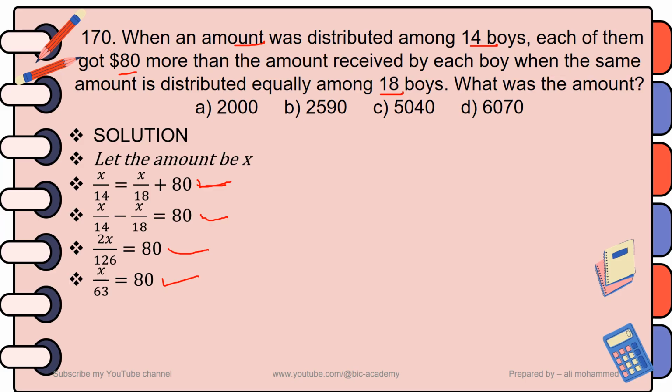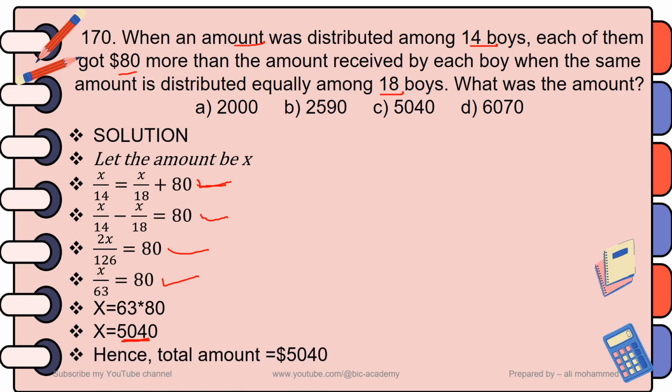Now cross-multiply. It becomes X is equal to 63 times 80. And lastly, you get X is equal to 5,040. So your answer for this question is 5,040, choice C. So the amount is 5,040.